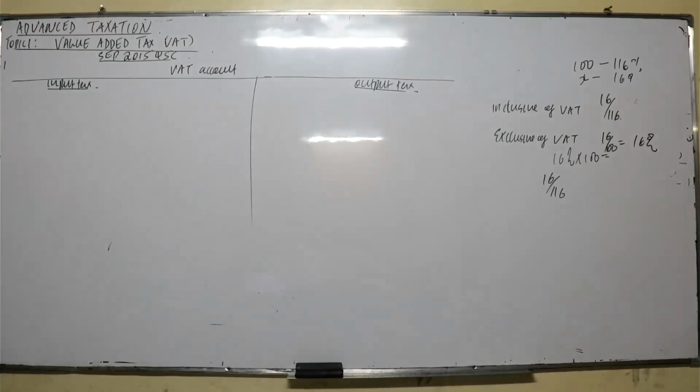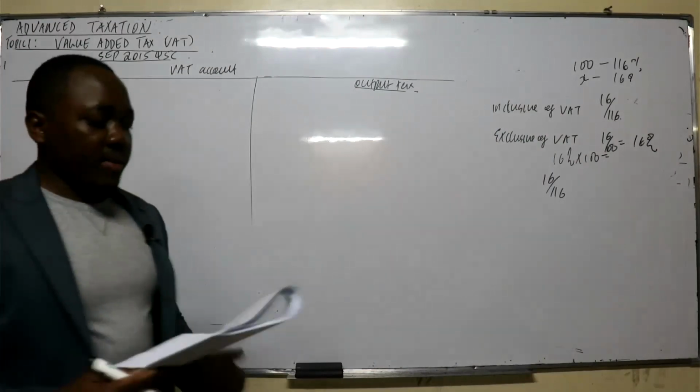Required: advise the correct VAT position for the company for the period between May 2015 and August 2015. How many months are those? Between May and August. Okay, now let's start with the input. We are given the purchases. We're given the purchase values.